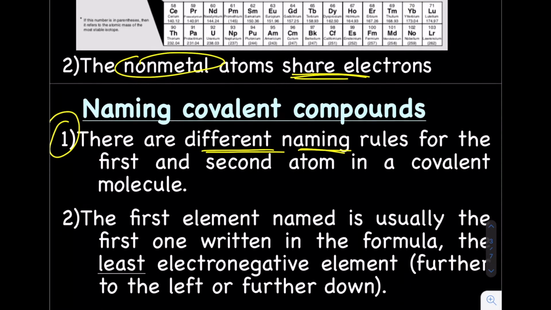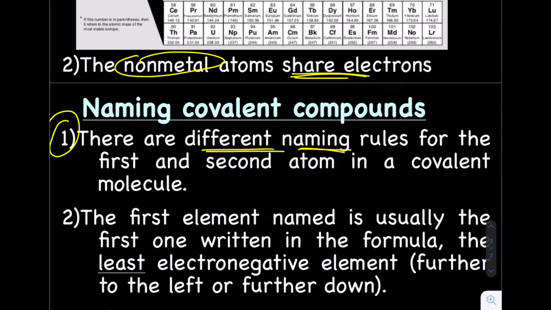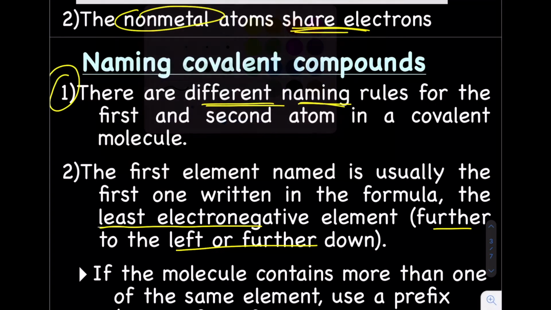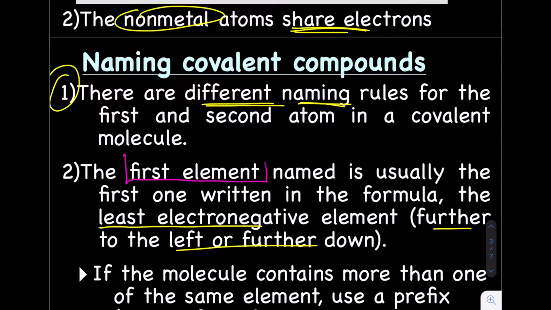Okay, so the first element named is usually the one written first in the formula and is the least electronegative, meaning the further to the left or the further down on the periodic table. Now, you're not actually going to have to figure that out. The first one written in the formula or the name will be the least electronegative, or the one you're going to be writing first for the other way around, the name or the formula. You'll see in a minute. Okay, so we're going to start. We're going to talk first about the first element named.